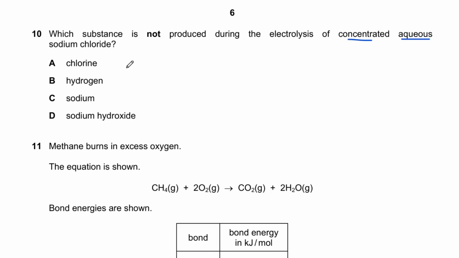So that means that from our options, the substance that is not produced during the electrolysis would be sodium. Sodium is more reactive than hydrogen. So hydrogen is going to be produced instead of sodium. Sodium can only be produced if it is molten sodium hydroxide.